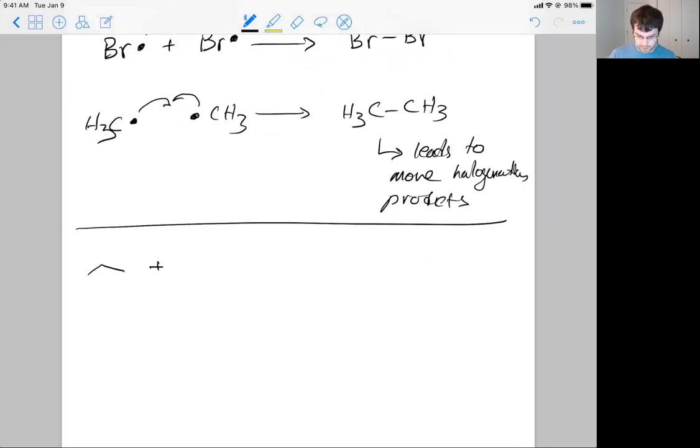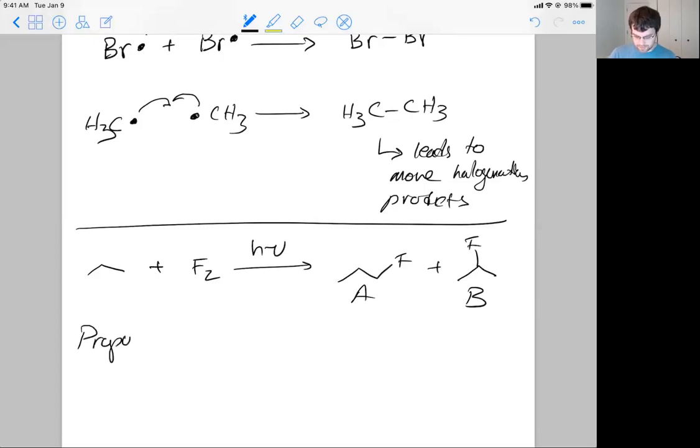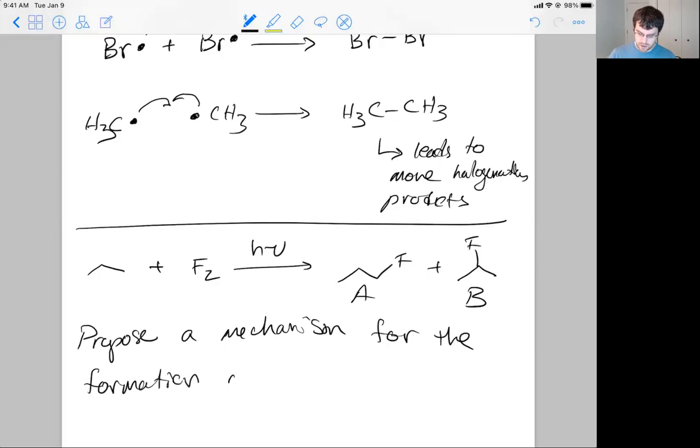let's say we take propane and we react it with F2 in the presence of light, and we formed these two products. I'm going to call this one A and this one B. We've kind of gone over these before. What I would ask you is propose a mechanism, and I'll go on to the next page to do this, for the formation of A and B. Okay. So I'm going to skip on to the next page, just giving you a second to catch up, and then we're going to go through this. So this would be the task.